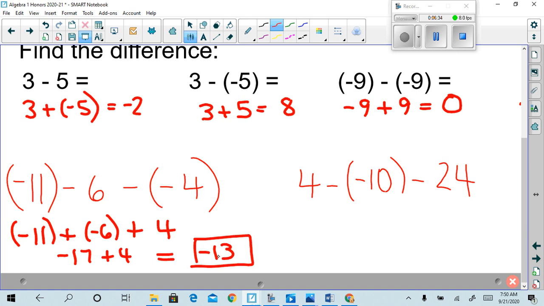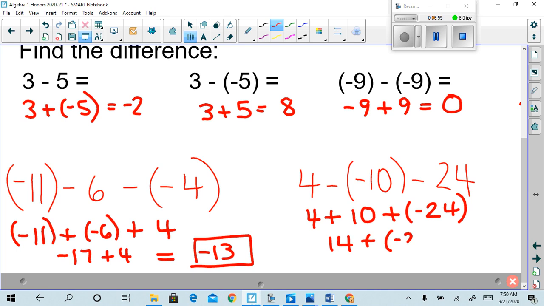Try the next one. Remember, if the signs are all negative, you just want to add the opposite twice. 4, the opposite of negative 10 is 10, plus the opposite of 24, negative 24. Add the opposite. I now have 14 plus a negative 24, and that gives me a negative 10.